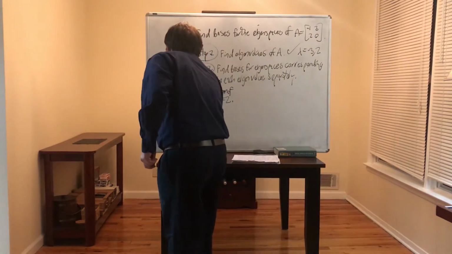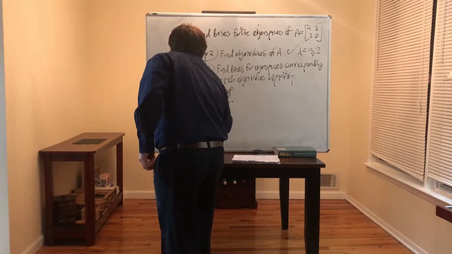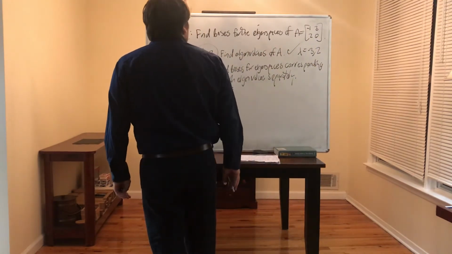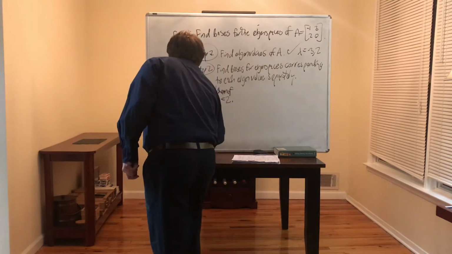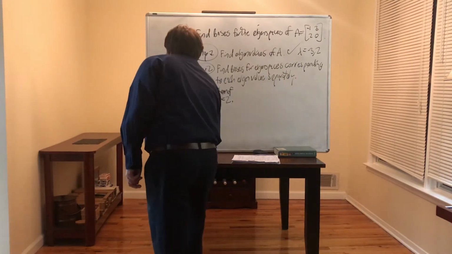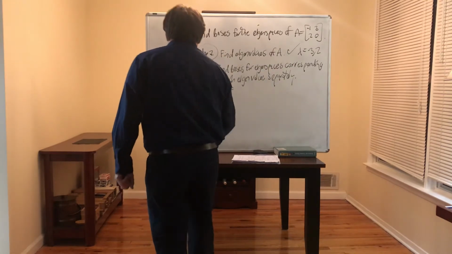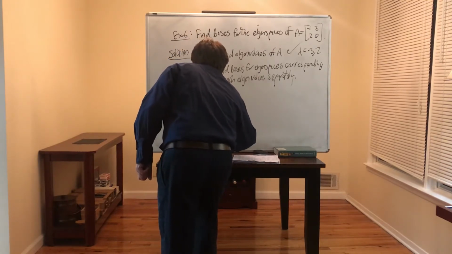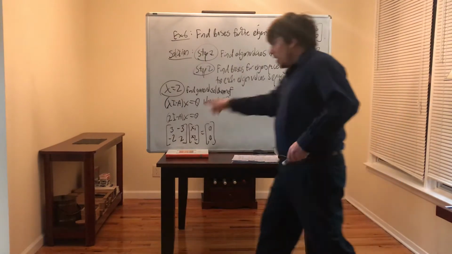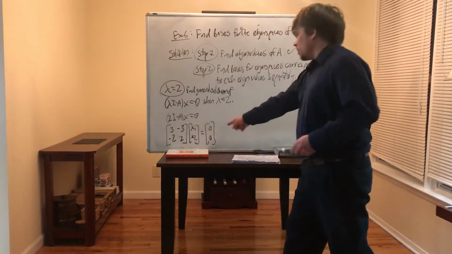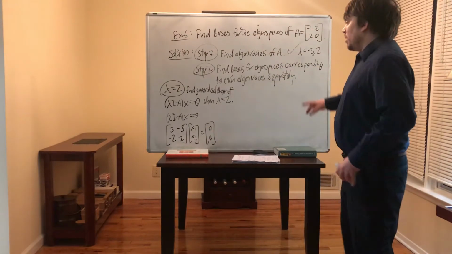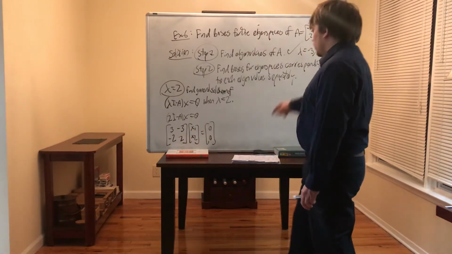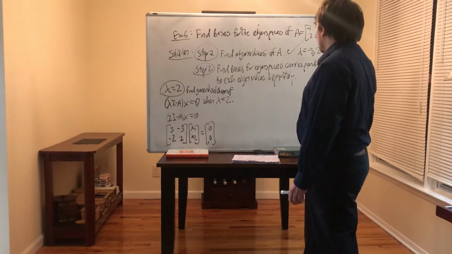So when lambda equals 2, you get 2I minus A times x equals 0. And that matrix, 2I minus A, is 3, -3, -2, 2, times x, which is x1, x2, equal to the 2 by 1 zero matrix. So 2I minus A is this matrix, x is this matrix, 0 is that matrix. So 2 minus -1 is 3, 0 minus 3 is -3, 0 minus 2 is -2, 2 minus 0 is 2. Good. Okay, so we get that.